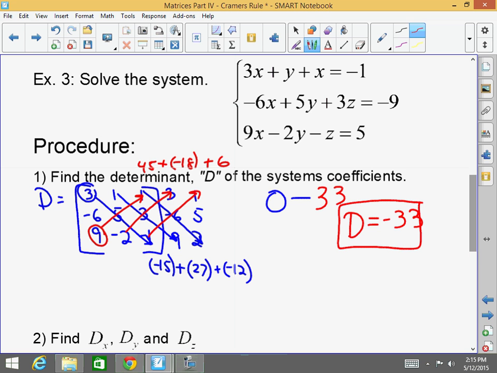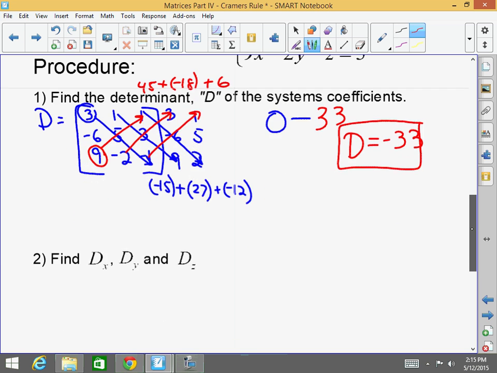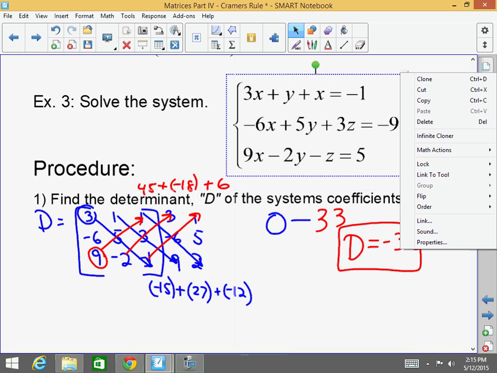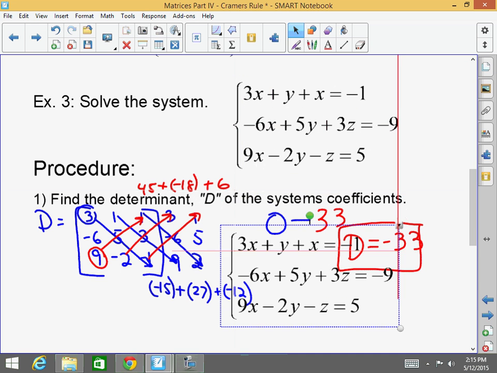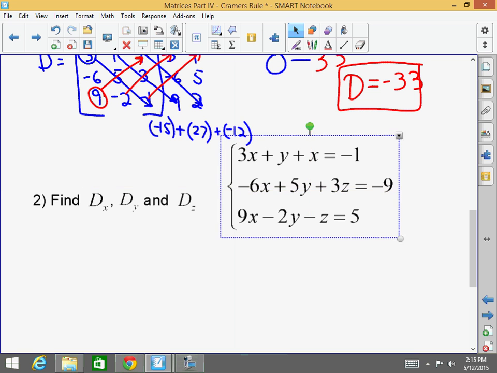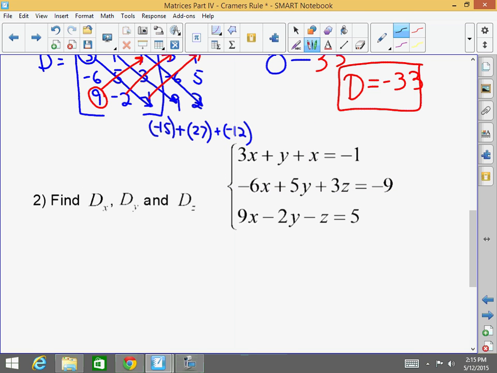Okay, we know that. You with me here, guys? So far? You with me? Promise? Okay, let me go ahead and copy this. Actually, let me clone it so I can work with it down here. Okay, so now we got to find the dx, the dy, and the dz. Okay, so let's first find my dx.